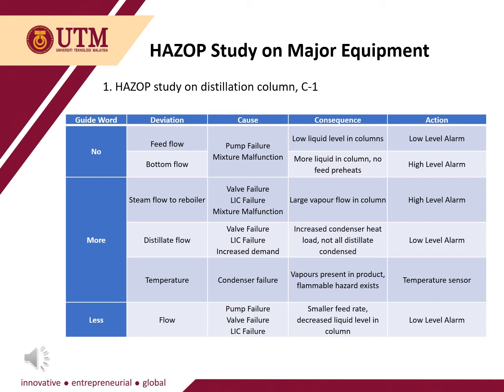What if there is less flow? Then a smaller feed rate and decreased liquid level in the column will occur. We can also introduce the low level alarm into the column. This hazard study is also applicable for the isotropic column and recovery column.